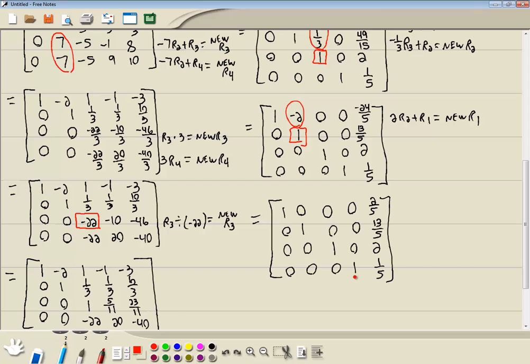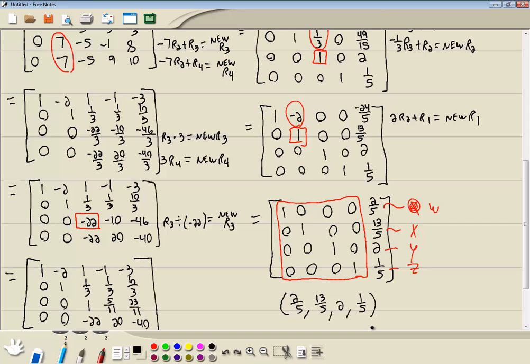Okay, 4 equations, 4 variables. Our first 4x4 square here should be a diagonal of 1, 0 or else. That means it worked. And our answer, in theory, is right here. So this will be W, X, Y, and Z. So we got 2/5, 13/5, 2, and 1/5. Now there's probably a 99% chance I made a mistake somewhere in that problem.